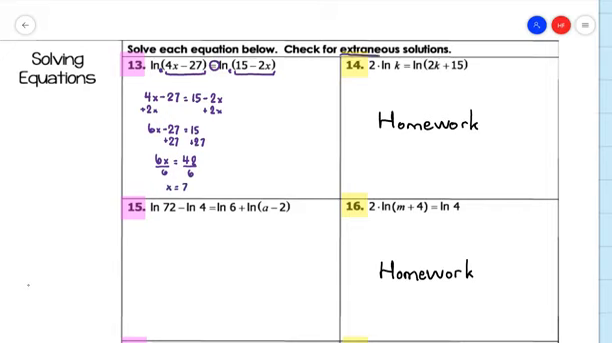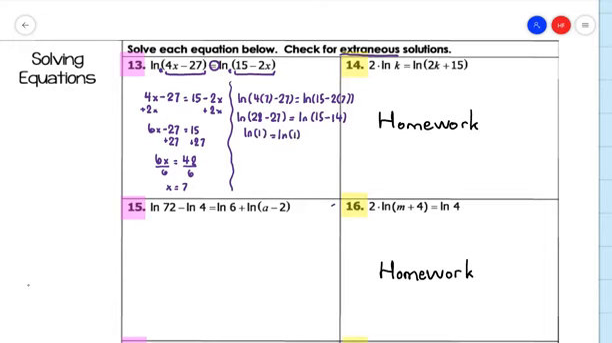Now when it says check for extraneous solutions, we have to plug that back in. Let's say ln of 4 times 7 minus 27 equals ln of 15 minus 2 times 7. So ln of 28 minus 27 equals ln 15 minus 14, which is natural log of 1 equals natural log of 1. So x equals 7 is not extraneous.